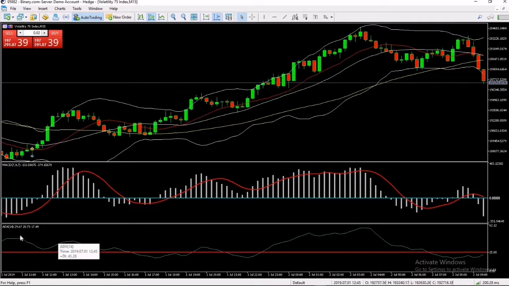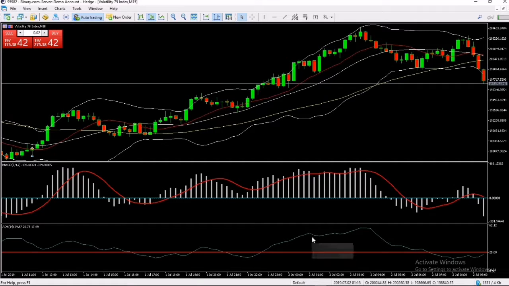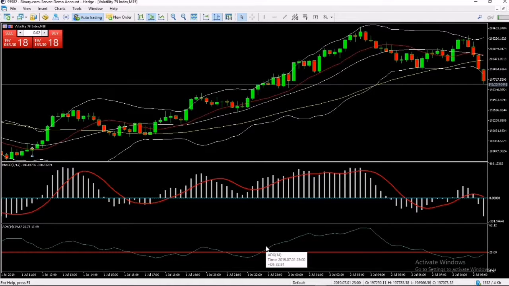Now for this one down here, the ADX helps us know when the market is trending and when the market is ranging. So you don't trade in a ranging market, you only trade in a trending market. Alright, we never ever trade in a ranging market, we only trade in a trending market. Now back to this MACD.